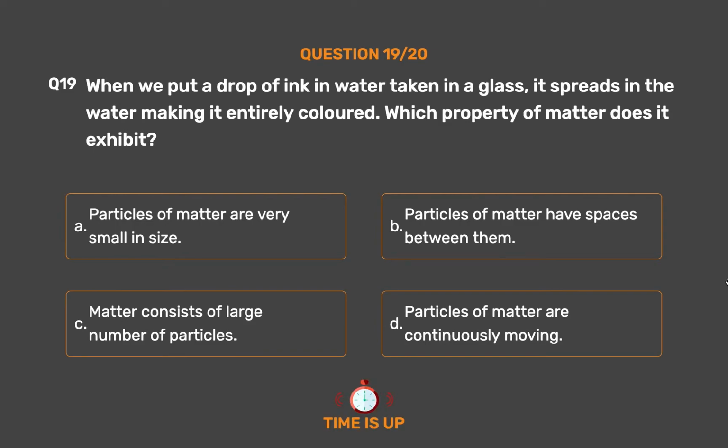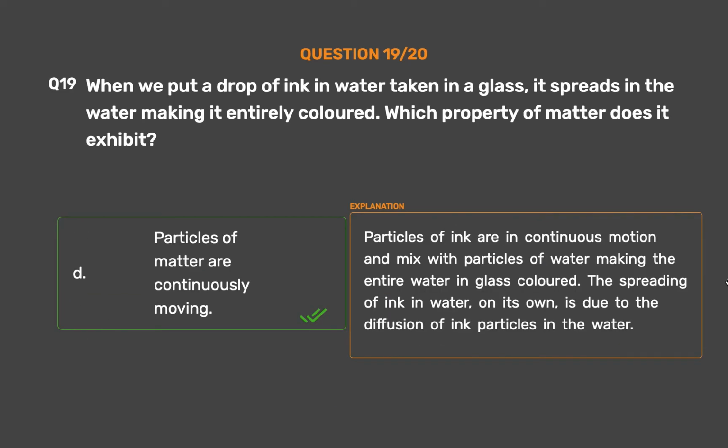The correct answer is option D. Particles of matter are continuously moving. Particles of ink are in continuous motion and mix with particles of water making the entire water in glass colored. The spreading of ink in water, on its own, is due to the diffusion of ink particles in the water.